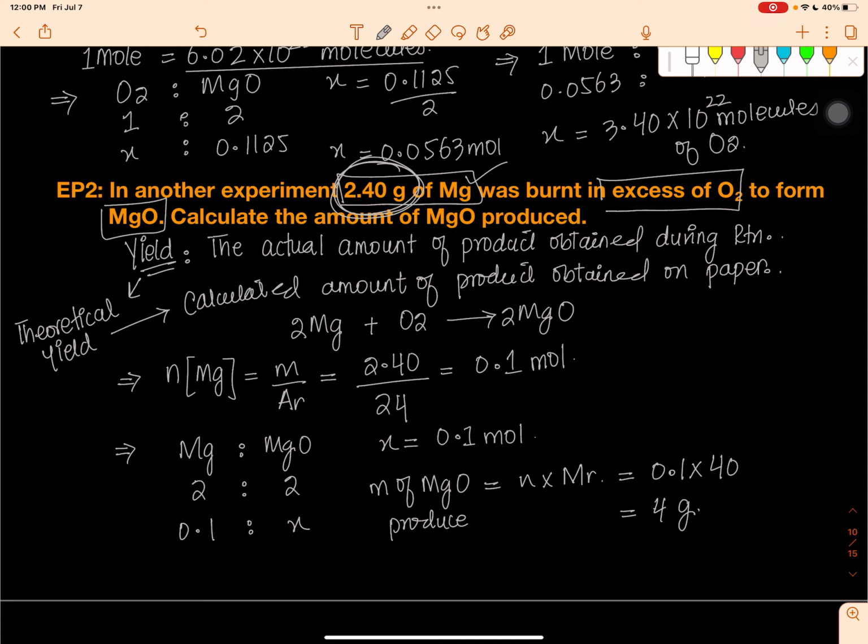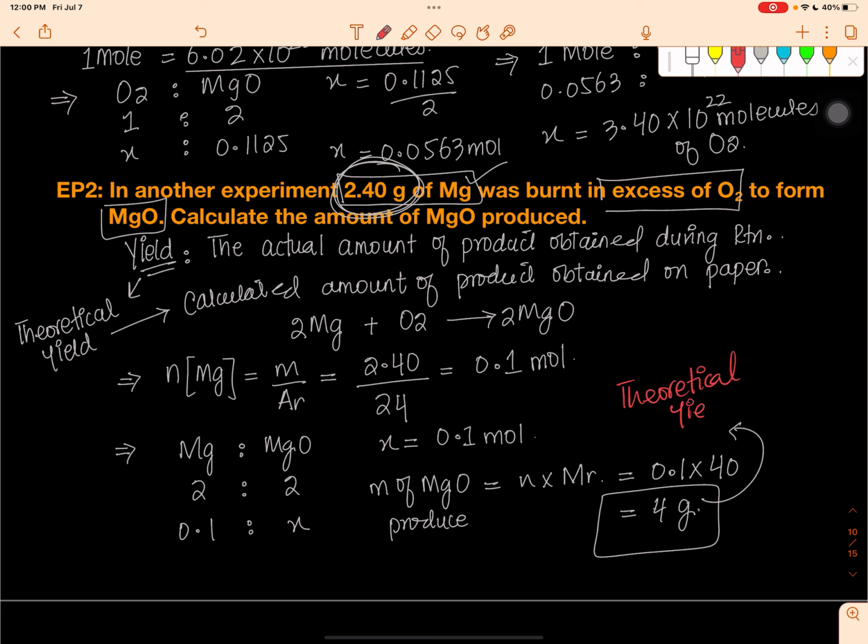So you can also see that you can't make a direct relationship between grams. For this, you need to work with the number of moles in order to get the right answer. So we have this 4 grams that is produced. This is the calculation that we have done. This actually explains the theoretical yield.